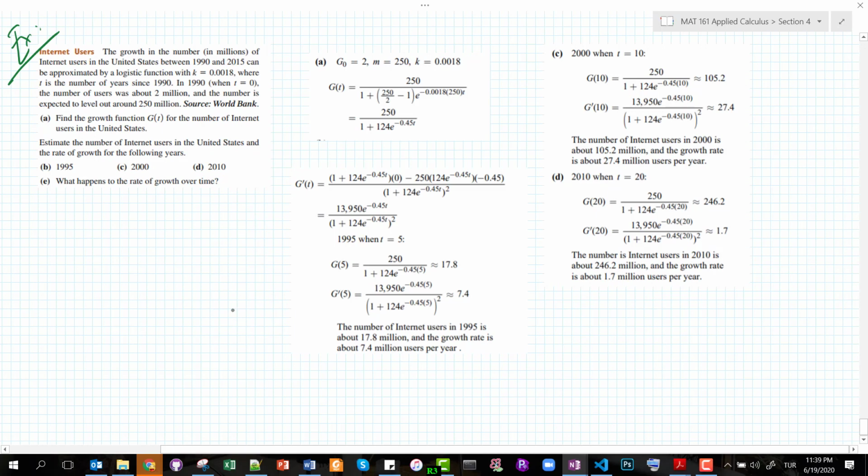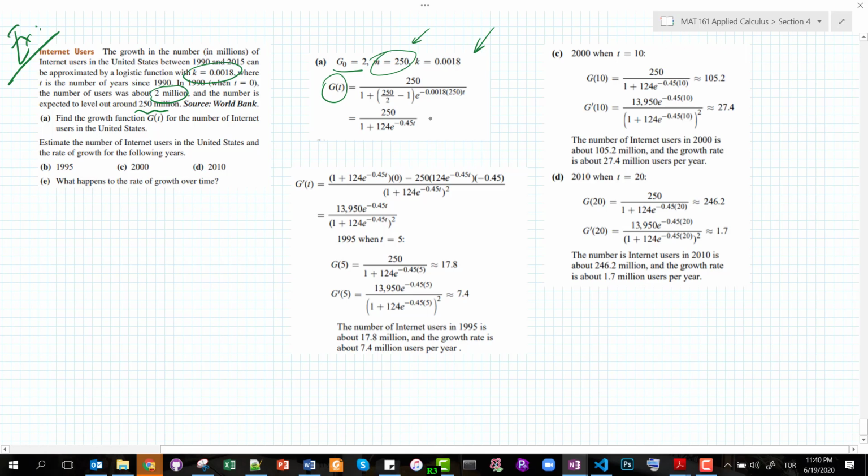Another example is about internet user numbers in the United States, which is given by the logistic function, with a constant k equal to 0.0018, and the starting value is going to be 2 million, which is G0, and then the level-out number is going to be 250 million, which is the population of the United States at that time. So the question here is the growth function G of t for the number of internet users. We can find the growth function using the logistic function. This is going to be our growth function.